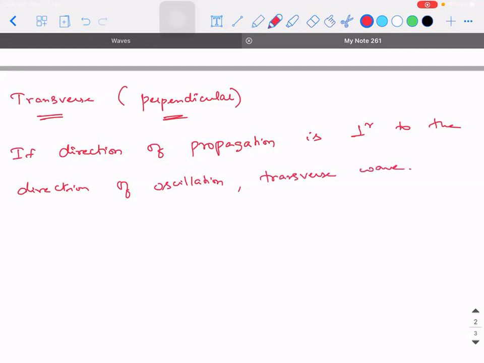Okay, let me explain what exactly happens. Suppose I take a string and fix it to a wall. Okay, I take a string and fix it to a wall. Then I create a disturbance here. What do you think will happen? So disturbance in the sense, if I vibrate my hand in this direction and leave, then what will happen is, you can see a shape like this.